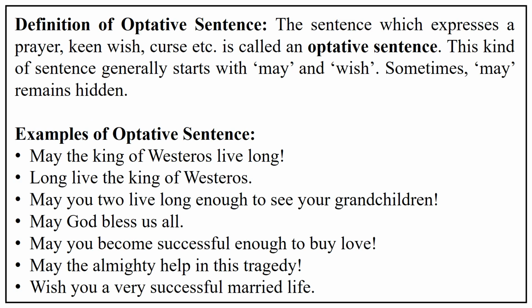Definition of optative sentence. The sentence which expresses a prayer, keen wish, curse, etc. is called an optative sentence. This kind of sentence generally starts with the words may and wish. Sometimes, may remains hidden. Examples of optative sentence.